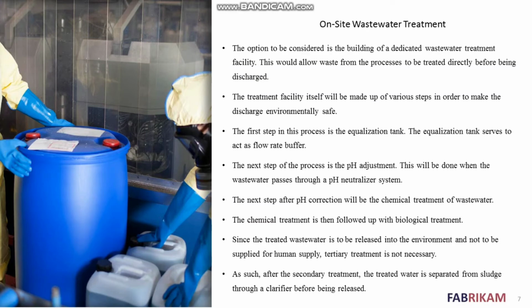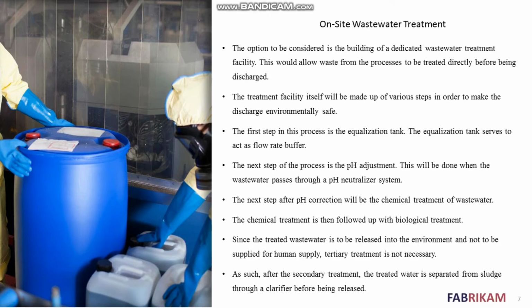The treatment facility itself will be made up of various steps in order to make the discharge environmentally safe. The first step in this process is the equalization tank. The equalization tank serves as a flow rate buffer. The next step of the process is the pH adjustment. This will be done when the wastewater passes through a pH neutralizer system.